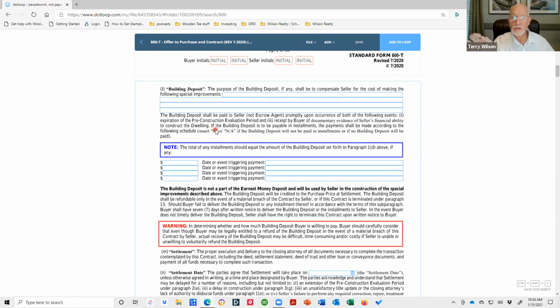That's in addition to the earnest money deposit. The earnest money deposit is there in the event of a breach of the contract. If you breach the contract, the deposit is there to show the builder that you're serious and they can start construction. But you will not deliver that deposit to the builder until two things happen.